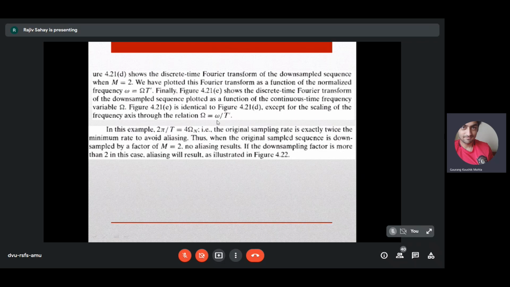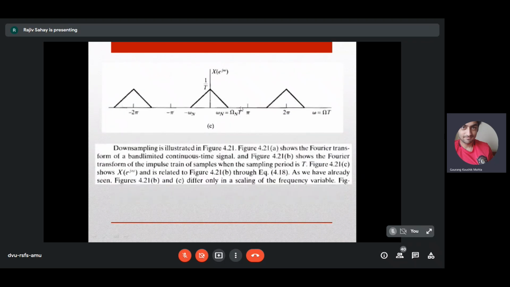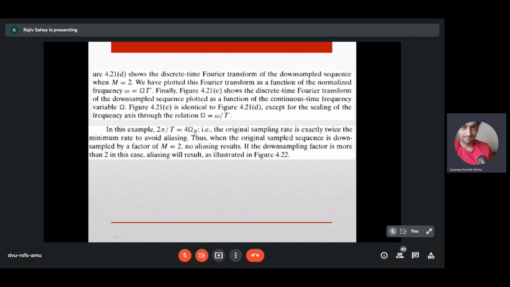So what we have done is 2 pi by T is equal to 4 times omega. That means your initial original sampling rate is exactly twice the minimum rate to avoid aliasing. That is why it did not cross beyond pi. Your capital omega N T touches pi. It doesn't go beyond pi because your original sampling rate was fixed to be 4 times omega, because capital M was 2.